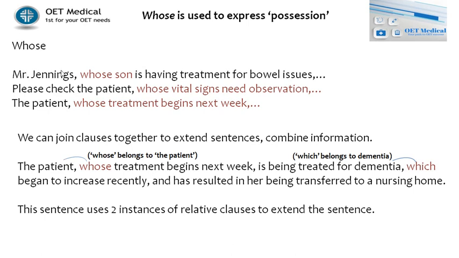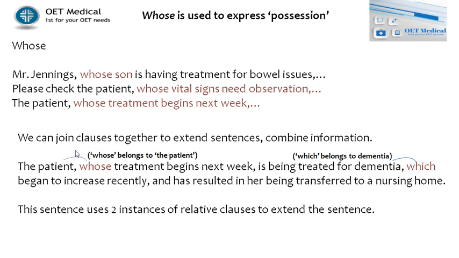Next sentence. Please check the patient whose vital signs need observation. The vital signs belong to the patient. The patient whose treatment begins next week. There could be a specific patient who begins their treatment next week, but we've combined it into a clause. Whose treatment begins next week is talking about a specific patient or a patient. So whose treatment? The treatment belongs to the patient.